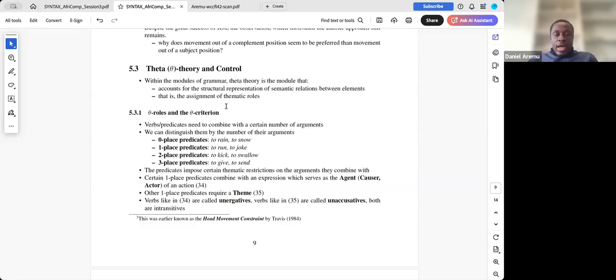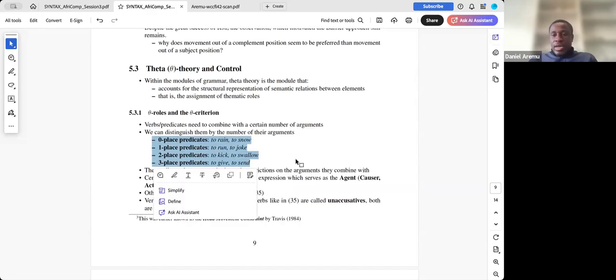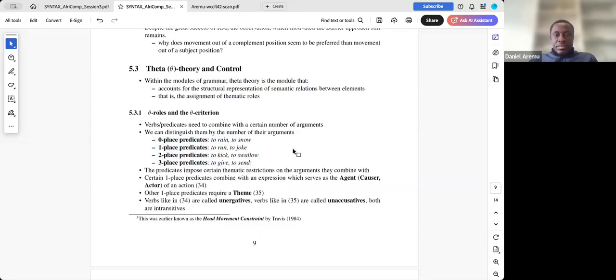And one way to understand theta role is when we look at predicates, that is the verb, right? So look at these different types of predicates. Understanding theta role comes with understanding the different functions, or you can say different types of predicates that we have, or different types of verbs. Just to make it simple, we can say different types of verbs, because verbs combine with a certain number of arguments. So a verb combines with a certain number of noun phrases. That's what that means. And we have verbs that are zero place predicates, like rain, right?